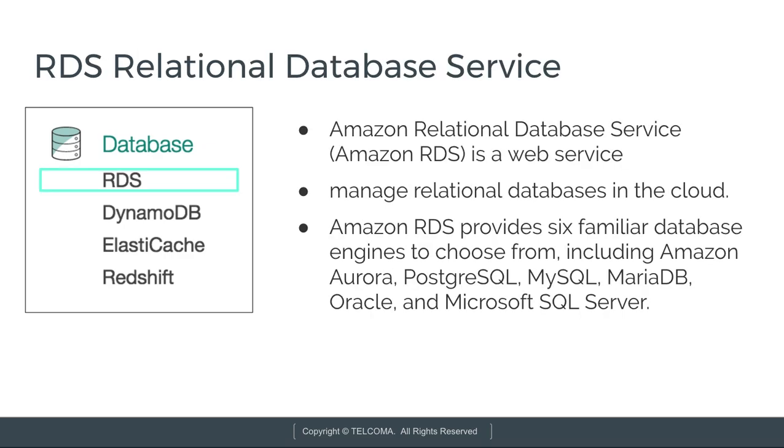So we will discuss the relational database service first. A relational database is organized into tables that are related to each other by key values. So it is a traditional type of database. It is a managed relational database in the cloud. It provides 6 familiar database engines. Now, what are the database engines it provides? It provides Amazon Aurora, PostgreSQL, MySQL, MariaDB, Oracle, and Microsoft SQL Server.